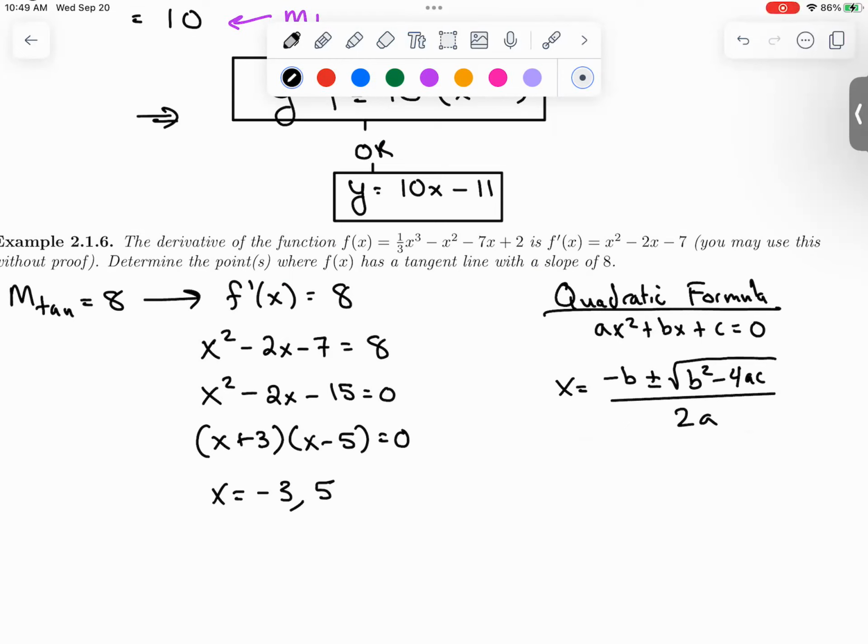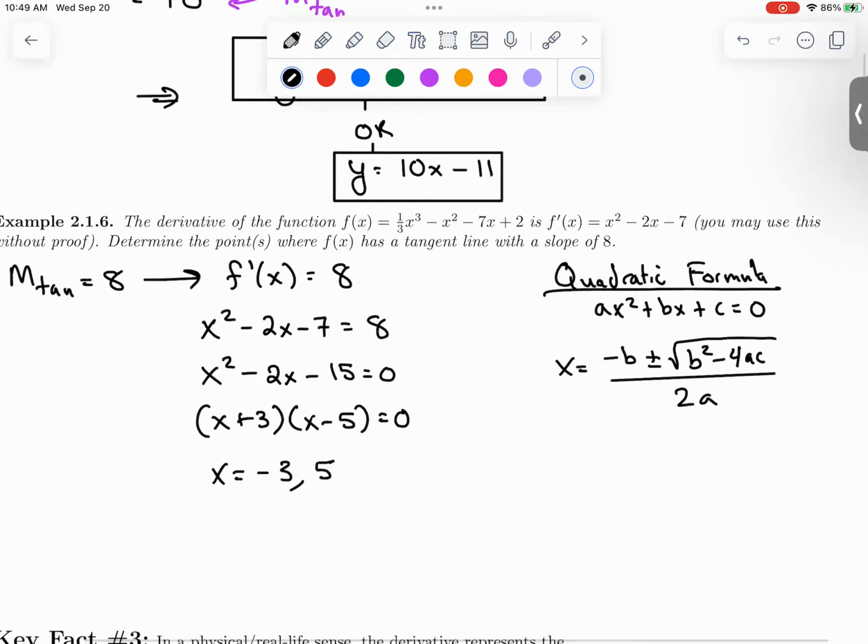This gets to the last part of what Capri was mentioning: we need to plug these values into the original function because it says determine the points, the coordinate points, not just the x values. So always read the question carefully. If I asked you just to find the x values, you'd be done. But I asked you to find the coordinate points, because I really want to hammer this. When we're finding the points on the curve, we use the function. If we're finding slope, that's the only time we use the derivative.